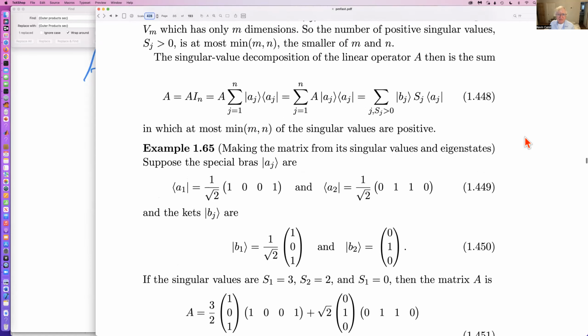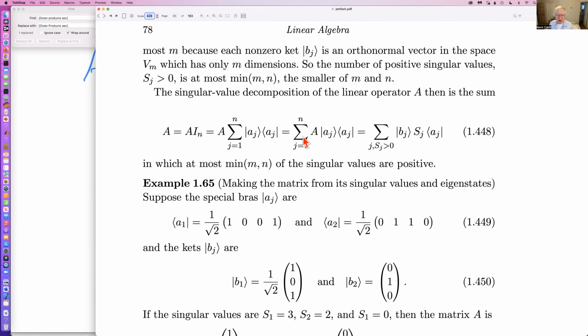Anyway, that's the singular value decomposition. And notice the sum here is over the minimum of M and N. If M is less than N, it's a sum over M values of J at most. And if N is the smaller one, then it's a sum over at most N S_J's. But it could be fewer because of the number of positive singular values; the zero matrix, for example, has all the S_J's equal to 0.